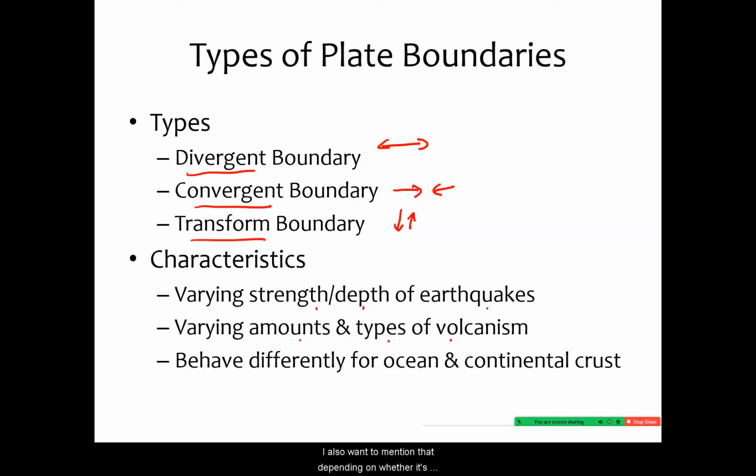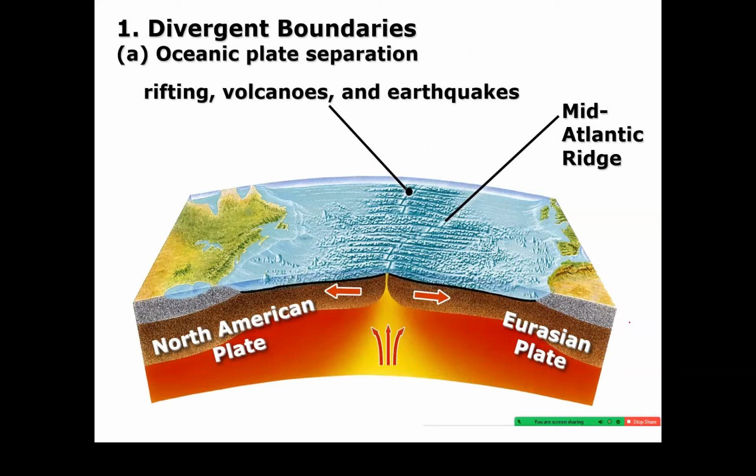I also want to mention that depending on whether it's oceanic or continental crust that's diverging or converging together, they're going to behave differently. Because remember, we said that this continental crust can't subduct. It's going to be important. Let's talk about each of these.